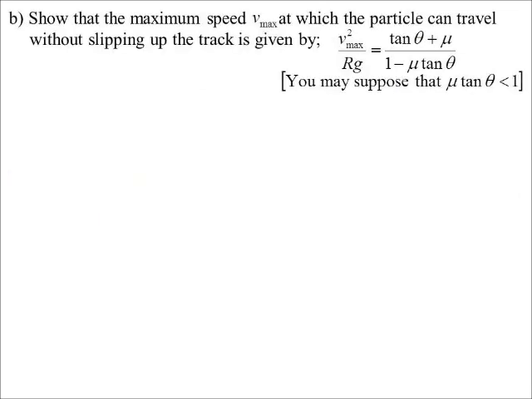Okay, so now about this. We want to show the maximum speed that we can travel without slipping up the track. And we're going to call that V max. So V squared max divided by Rg will be tan theta plus mu over 1 minus mu tan theta. And we're allowed to suppose that mu tan theta is less than 1. That was nice of them. What would that be? Ah, yes. You don't want the bottom to be a negative number, do we?